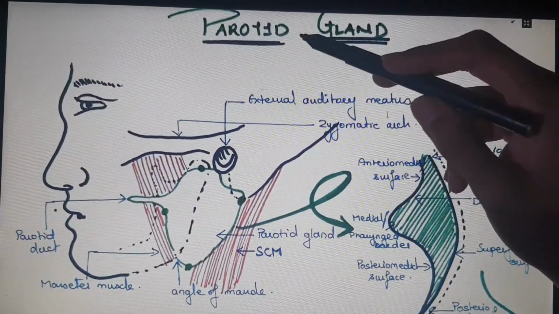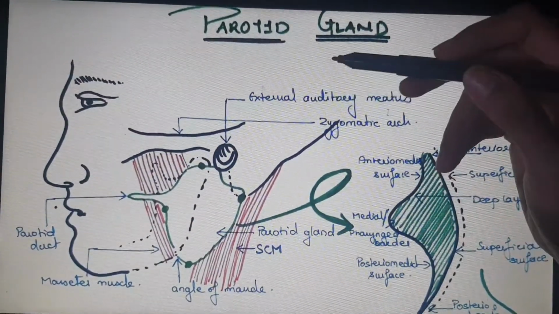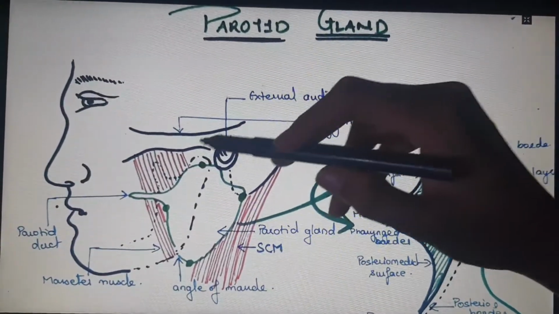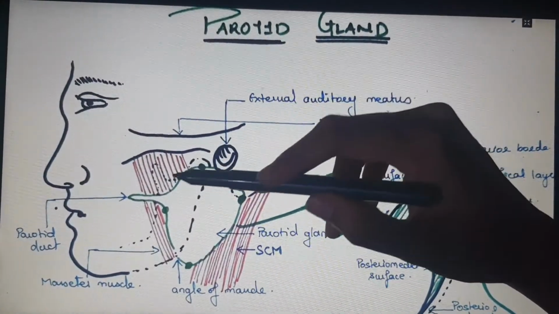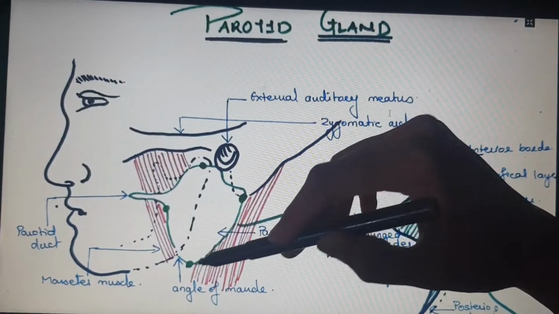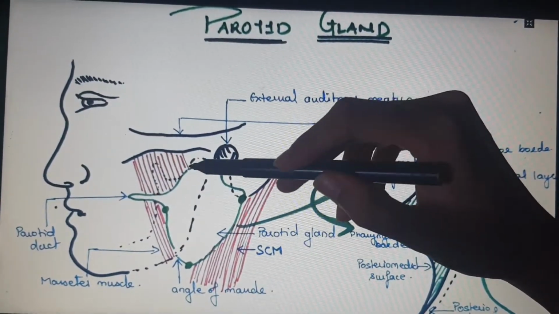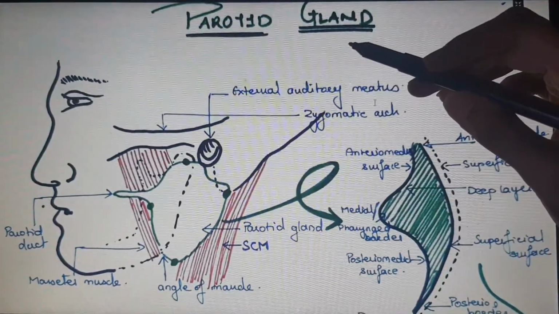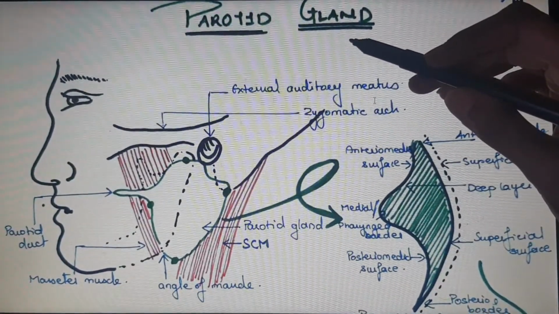Firstly, parotid gland, as you can clinically see, is situated below the external auditory meatus. As you can see in this diagram, parotid gland is the green marking one and it is situated below the external auditory meatus. I'll just give you a brief description about parotid gland.